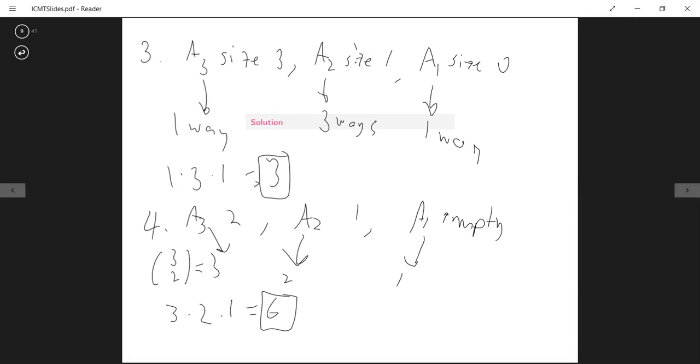So if you've been counting, in total, our 4 cases come to 6 plus 3 plus 3 plus 6. So this comes out to 18.